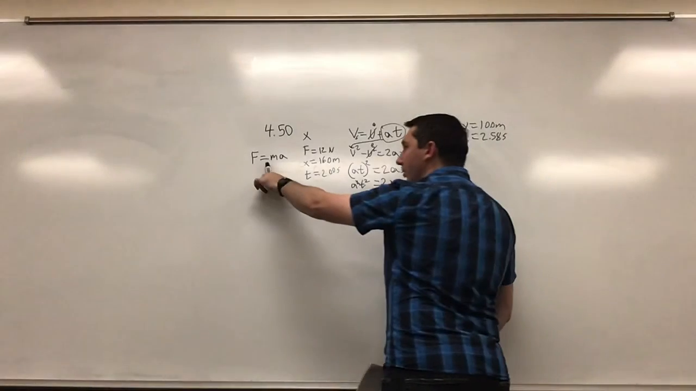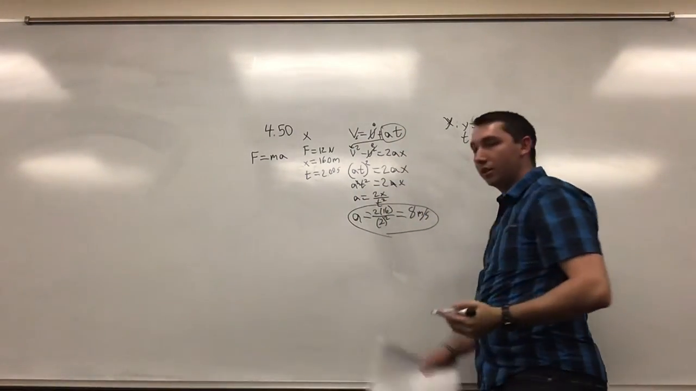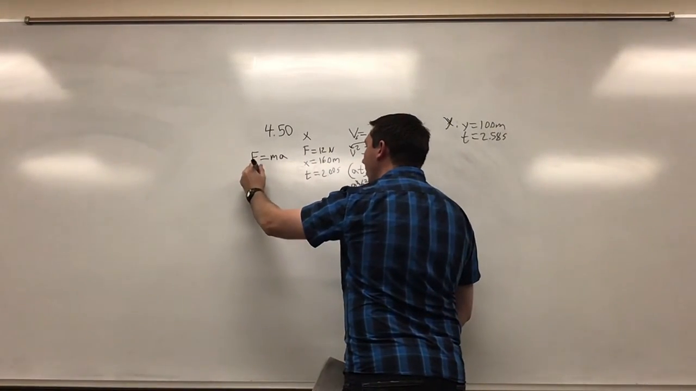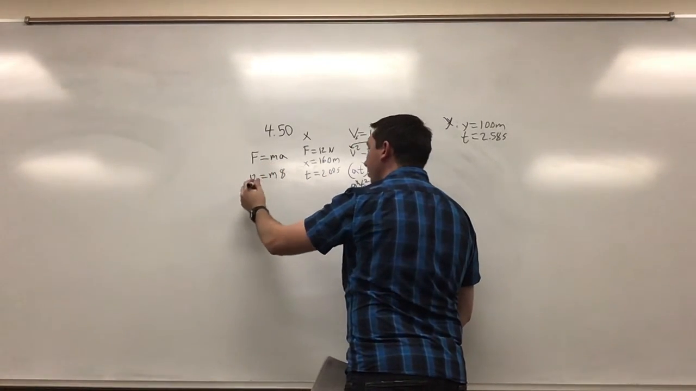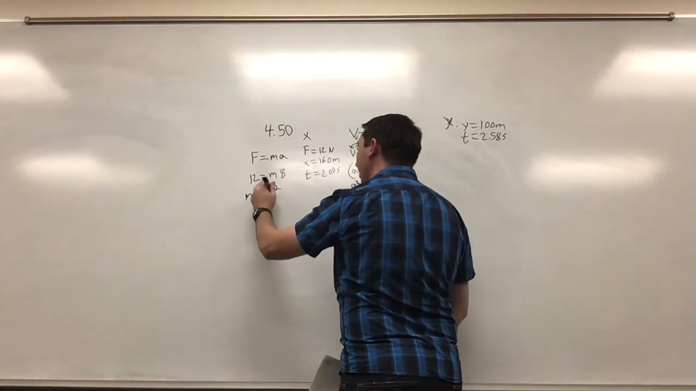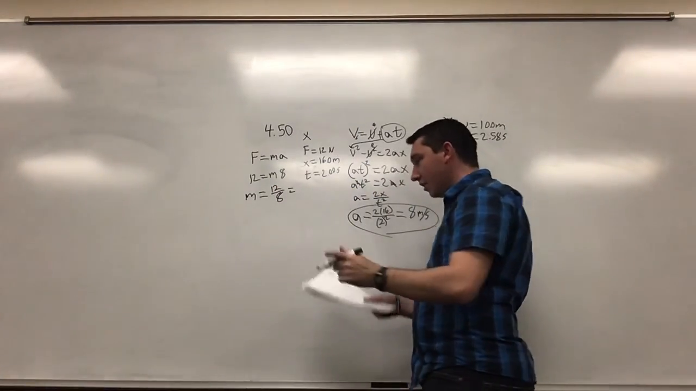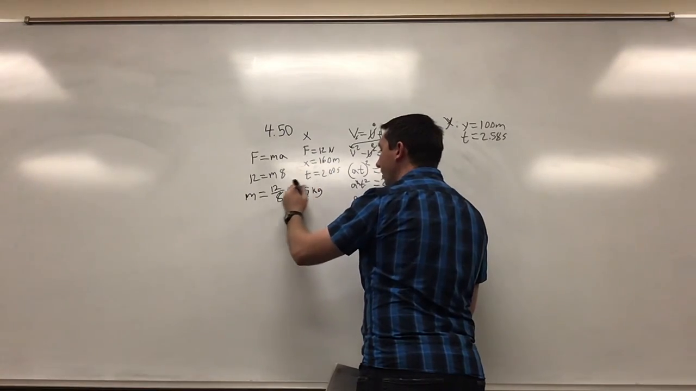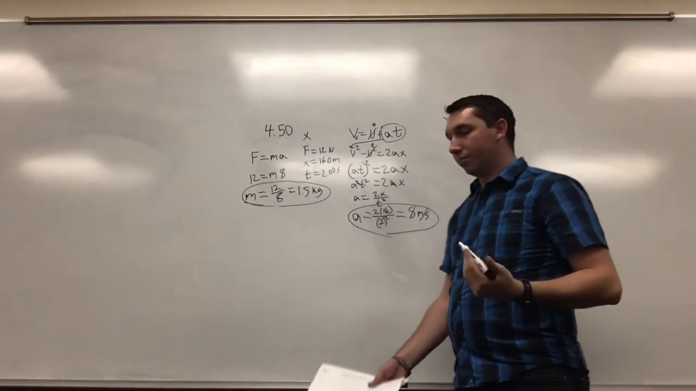We can then use this acceleration to find the mass. We know that the force, 12 newtons, is equal to the mass times our acceleration of 8 meters per second squared. So the mass is equal to 12 divided by 8, which is 1.5 kilograms. And that's the mass of the tool.